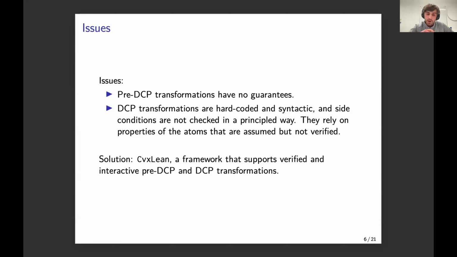And the interactive part is also important because it allows users to really explore how they can change the problem, yielding equivalent problems, but in a verified way.